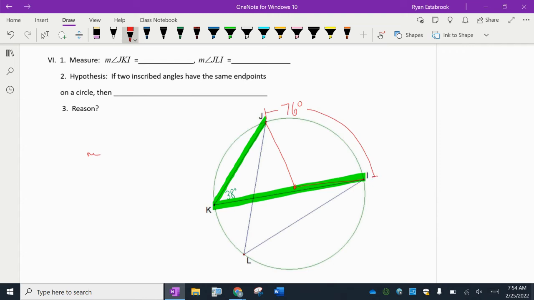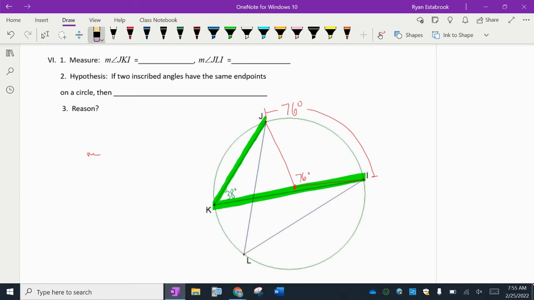Looks like my approximation is probably off on this one. That angle definitely looks bigger than 76 degrees. But if this is 38, this arc angle is supposed to be twice as big. This central angle, the same thing, is supposed to be twice as big. So once I know this, I double it to get to that one. Now let's go back the other way.